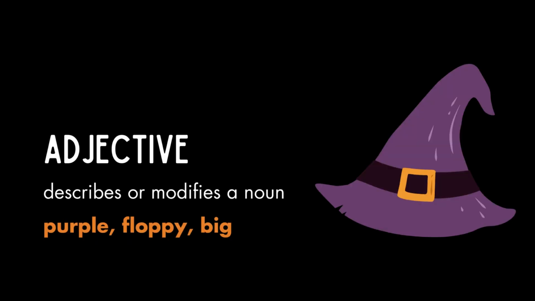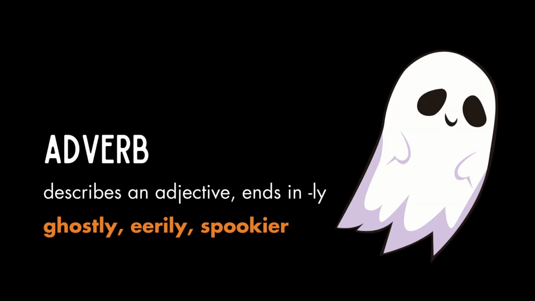1. Adjective. It describes or modifies a noun. For example, purple, floppy, big. 2. Adverb. It describes an adjective, ends in ly. For example, ghostly, eerily, spookier.